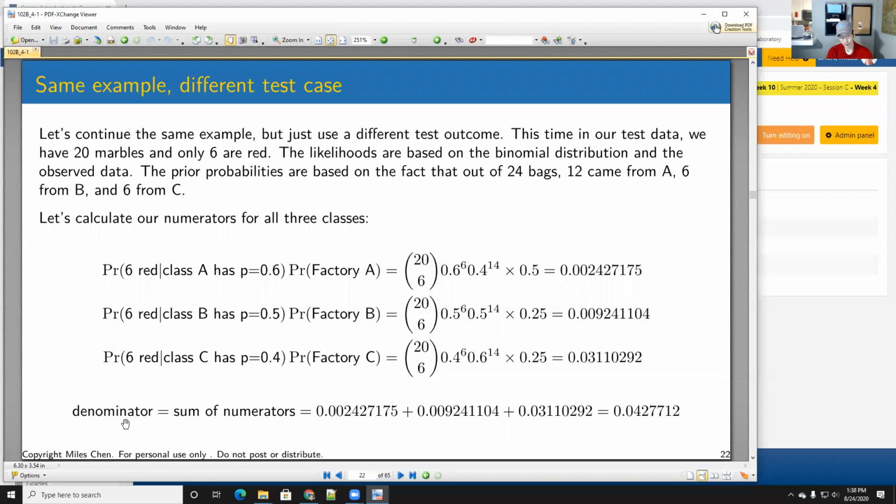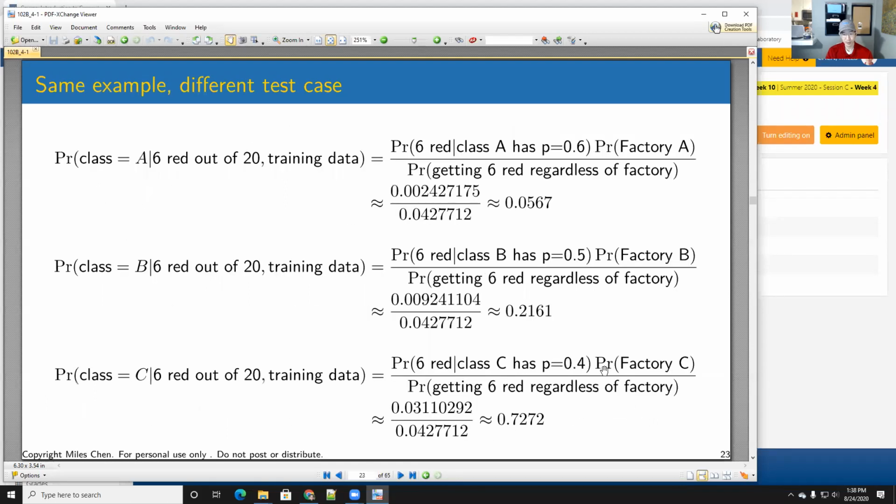And when you add up the numerators, that's going to form our denominator. And the overall class probabilities end up being, it's only got about a 6% chance that it came from factory A, or around a 72, 73% chance that it came from factory C. And factory B is something in between, around 21, 22%, okay? So we get around a 73% probability that it comes from factory C based on the fact that the pouch is only 30% red, okay?